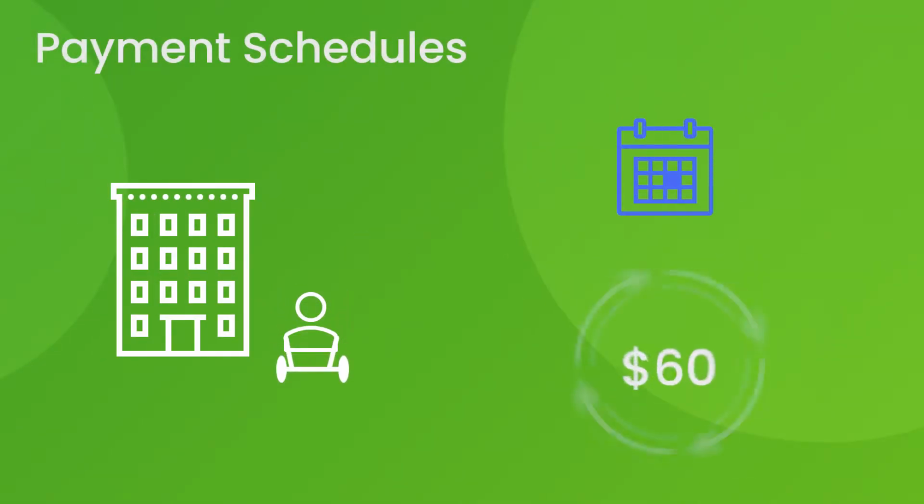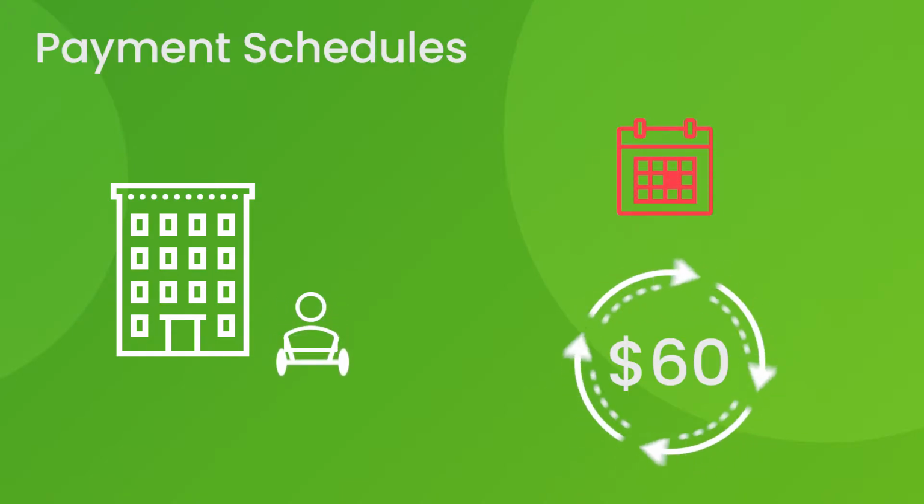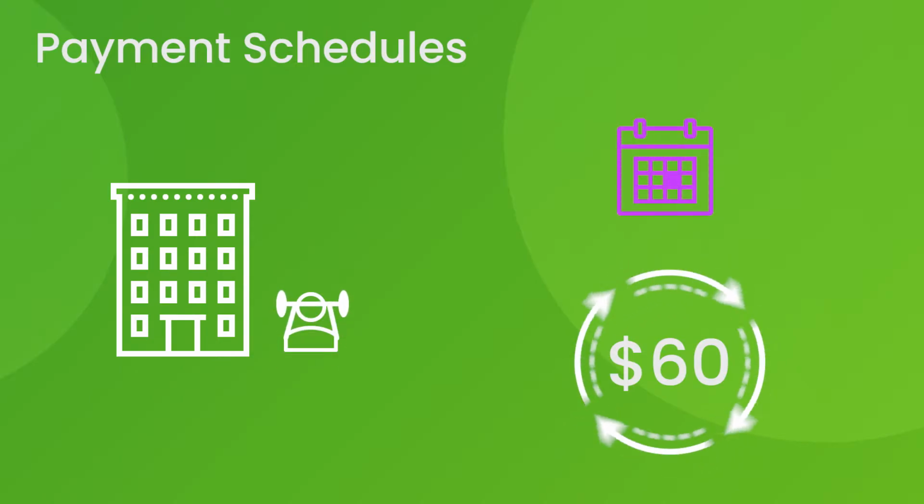Think of this like a gym membership with a recurring $60 monthly payment. Typically, you won't offer any prorations, upgrades, or downgrades. The recurring payment is simply charged on a regular schedule.